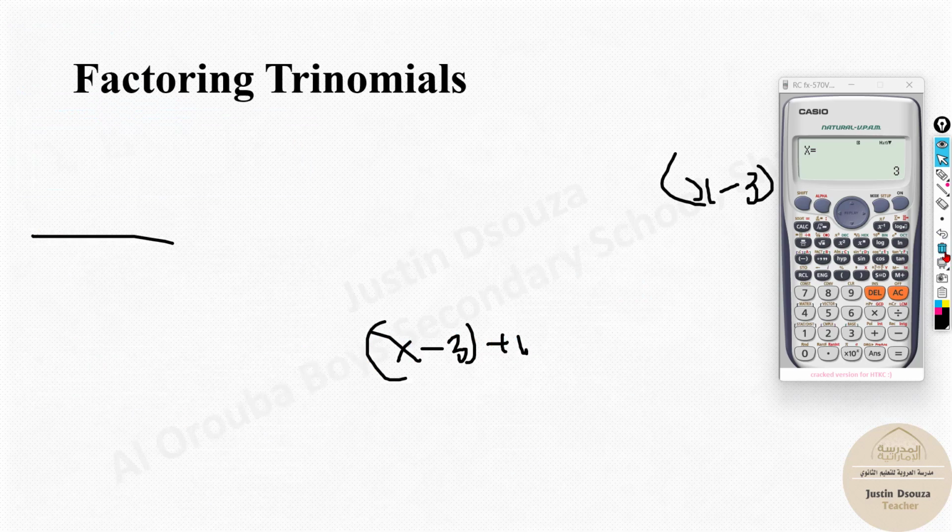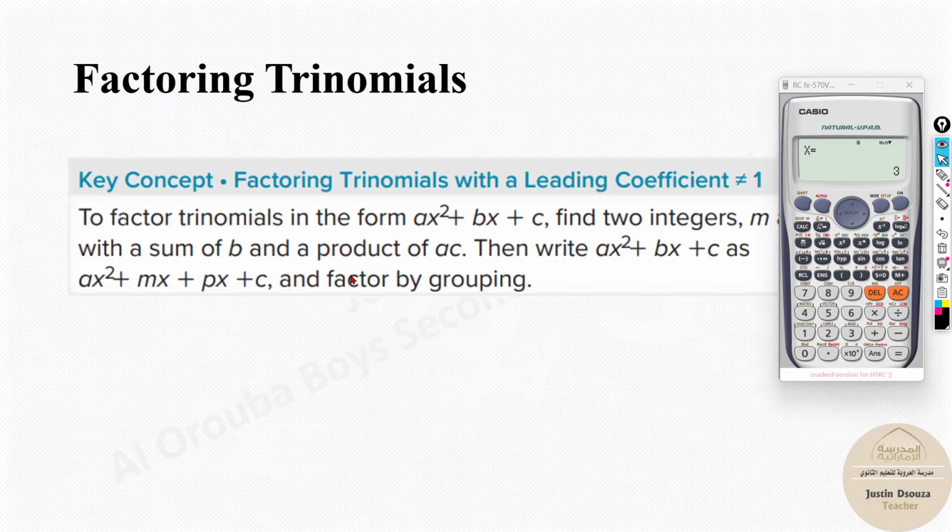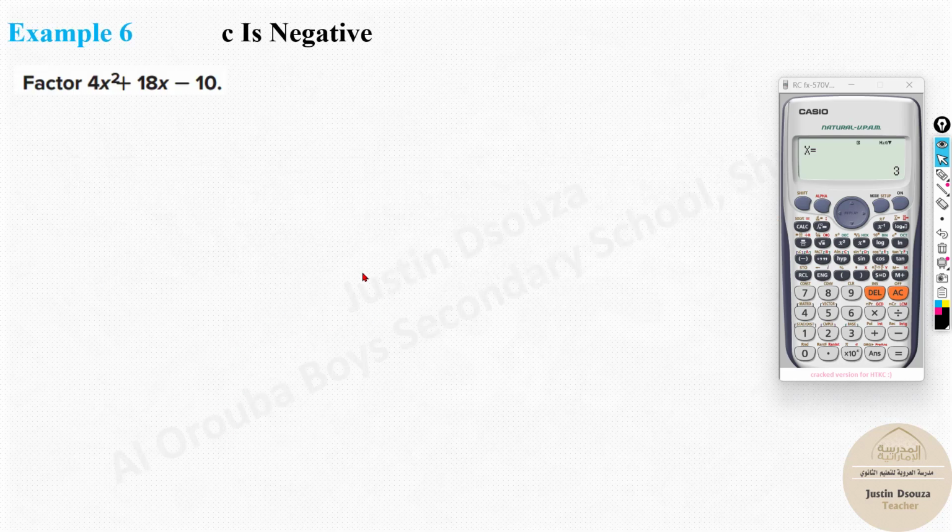Now, factoring trinomials. It's about factoring trinomials with a leading coefficient other than 1. So if you're solving it by the concept over here, it is a little bit lengthy, but if you're solving by calculator, it is just the same method that we followed a while ago. Now I will just tell you how to solve it without the calculator first. Now this is important even for the calculator method.